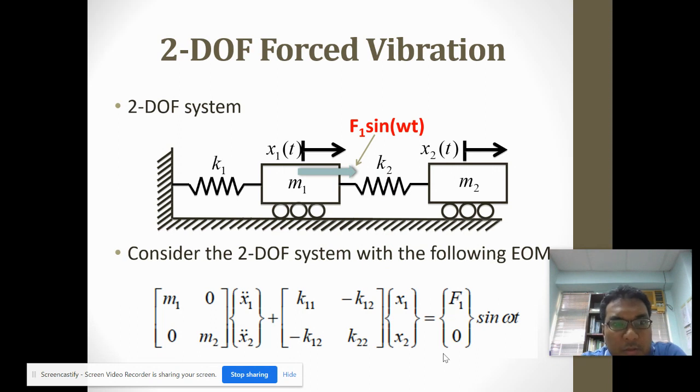This is the general two degree of freedom system with forced vibrations. As you can see, it is almost similar to the free vibrations, but in this case it has the excitation force at the M1 location. It can be F1 at the M1 location, or F2 at the M2 location, with no force at M1. For this, the first step, as in general, is to develop the equation of motion.